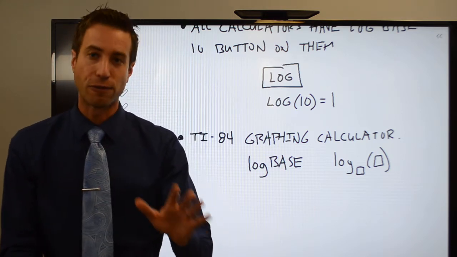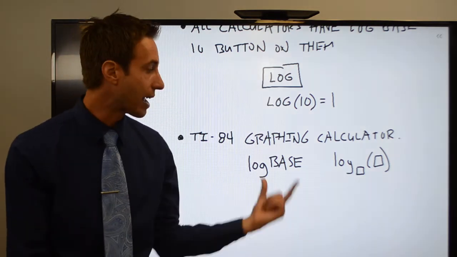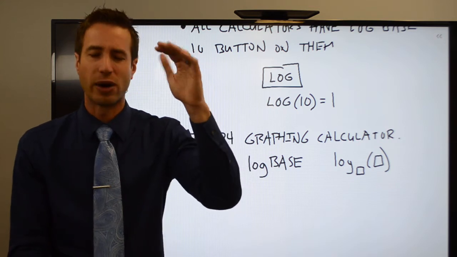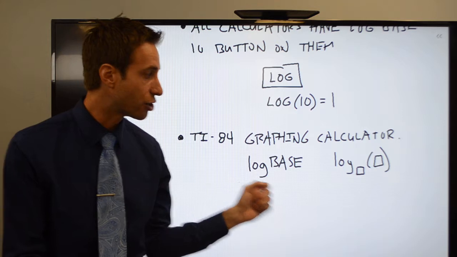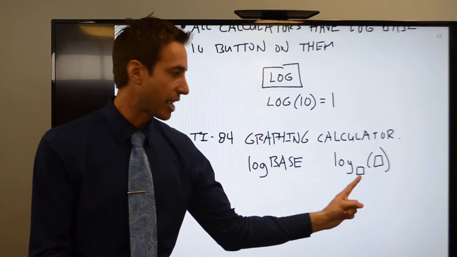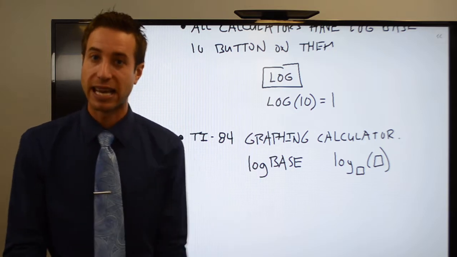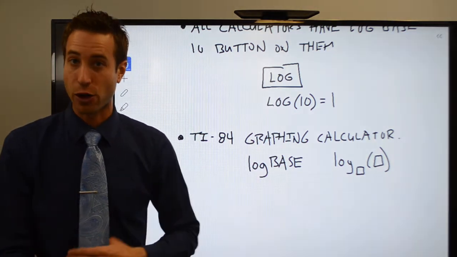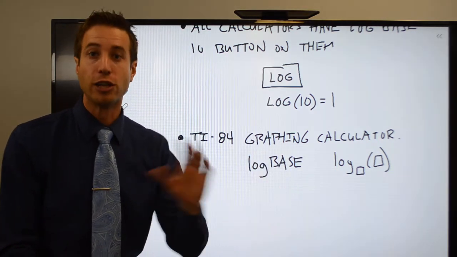Not all TI-84s are going to have this function, but if yours has it, this is a great way to evaluate logarithms. You just go into the math menu, you scroll down until you find the log base function, and then your calculator will allow you to change that base to whatever you want it to be, and then enter what you want to take the logarithm of. Now, if your graphing calculator doesn't have this log base function on it, don't panic.